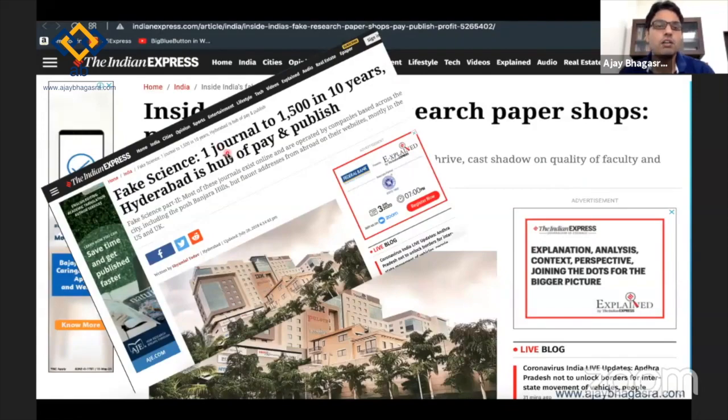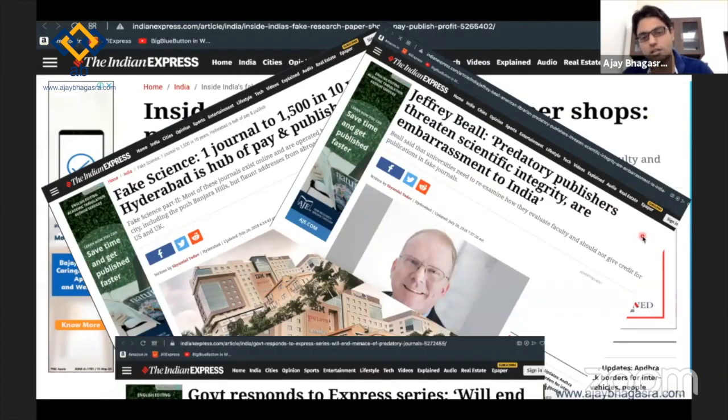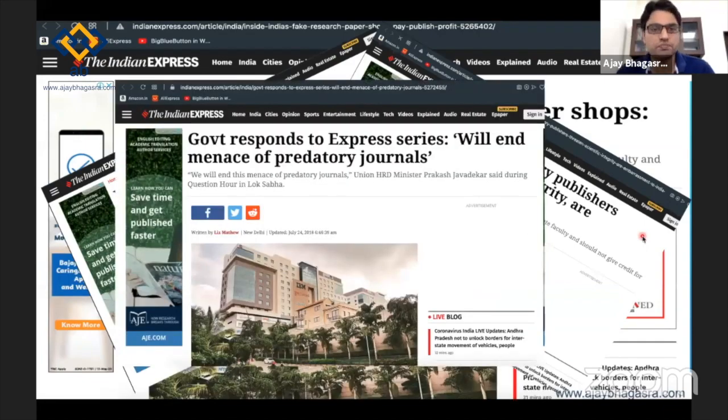You see, there was a company which was publishing one journal, and they are now publishing 1,500 journals in less than 10 years in Hyderabad, which is a hub of pay and publish. You just have to be super careful. You need not just be careful, you have to be super careful about this. Then this is what happens to us. Scientific and data integrity is in question when we are publishing in these, and that is why in research we still have to make our mark in the international community.